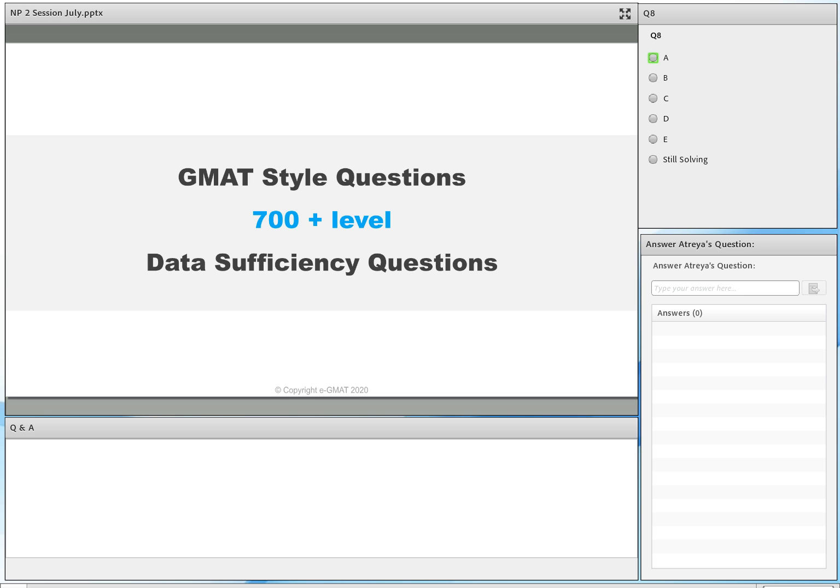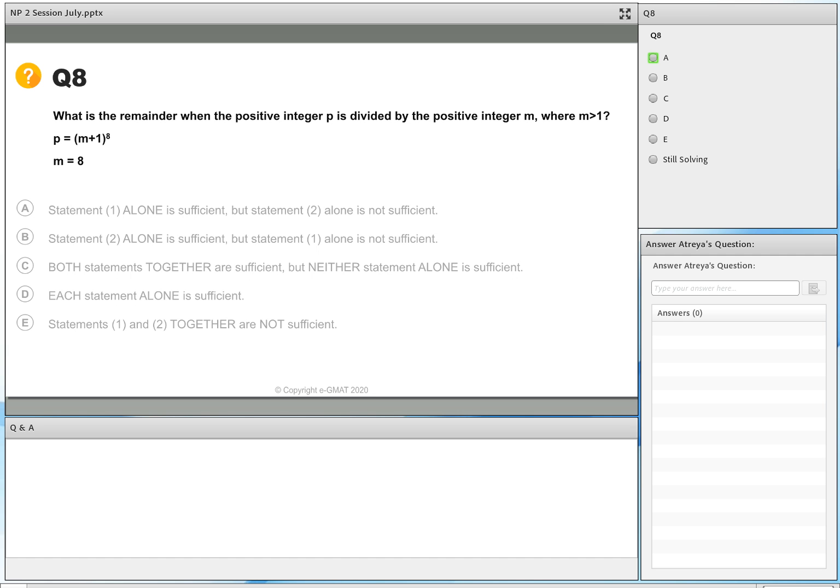Remember, these are data sufficiency questions of the level of 700 plus. I'll bring in the first question, question number 8 here on your screen. All the best for this one, guys.